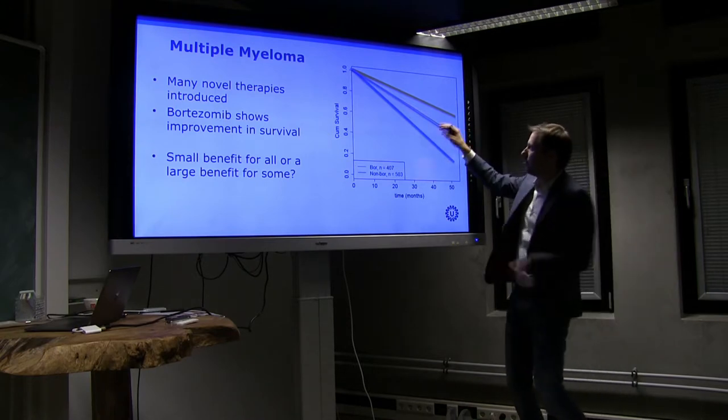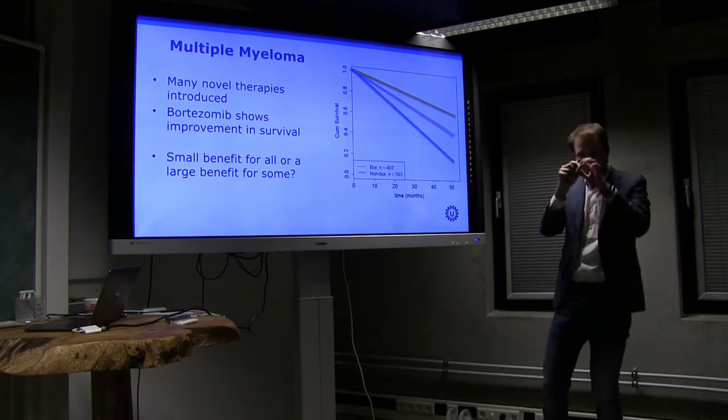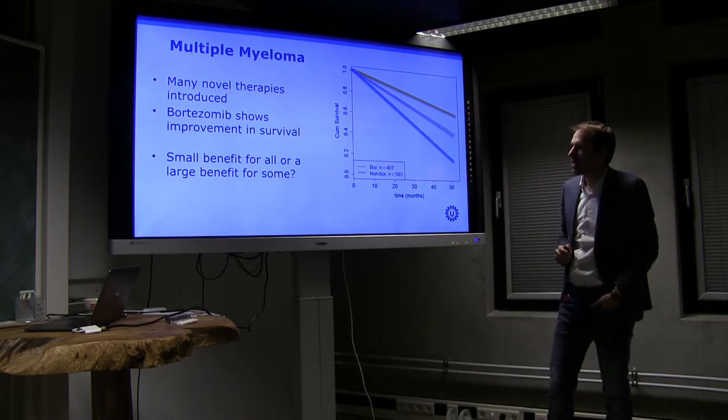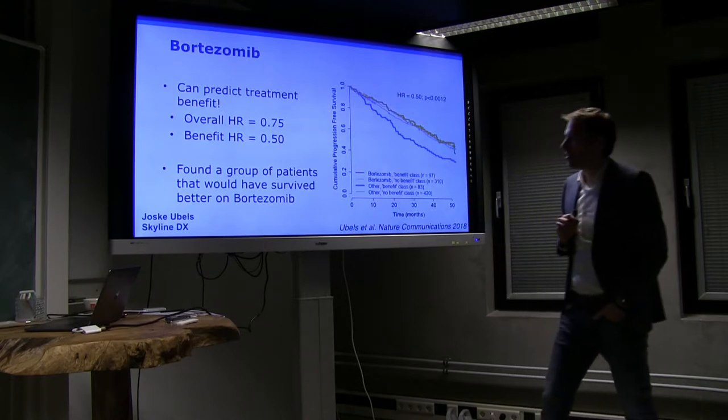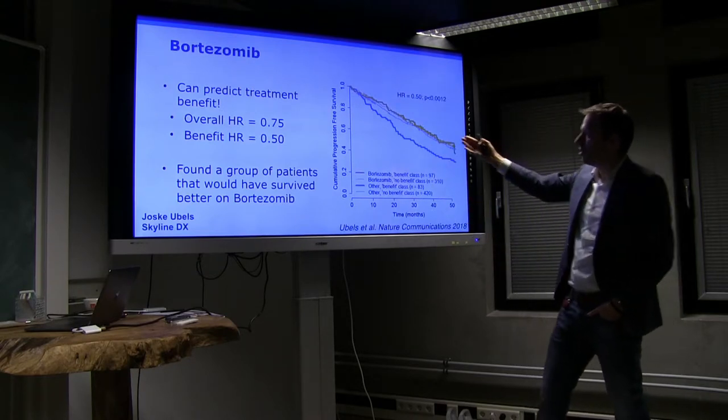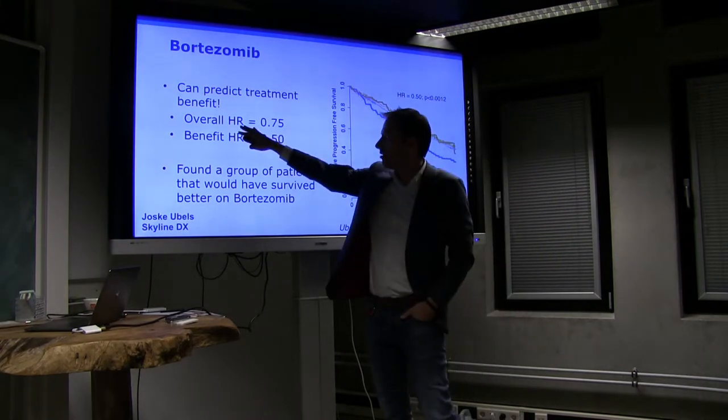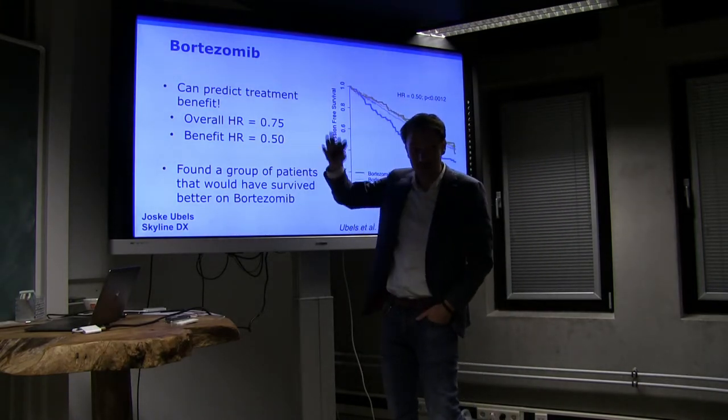So this is the situation. There's one group with a really big difference and another group where the lines are on top of each other. Now, when we apply the classifier that I explained, this is the result. The overall hazard ratio is 0.75, and low is good in this case.